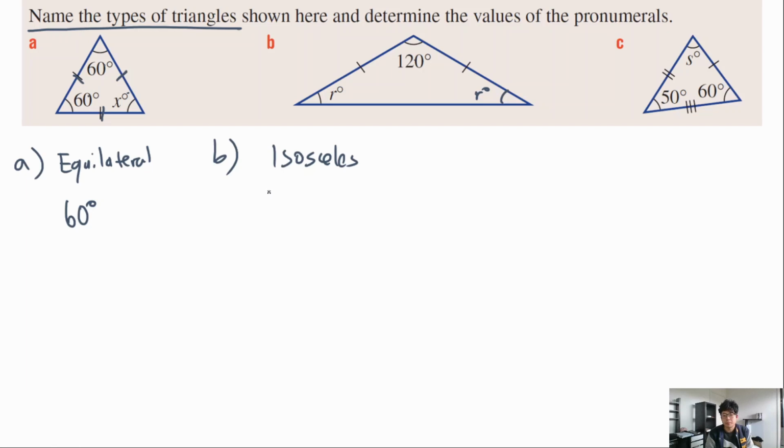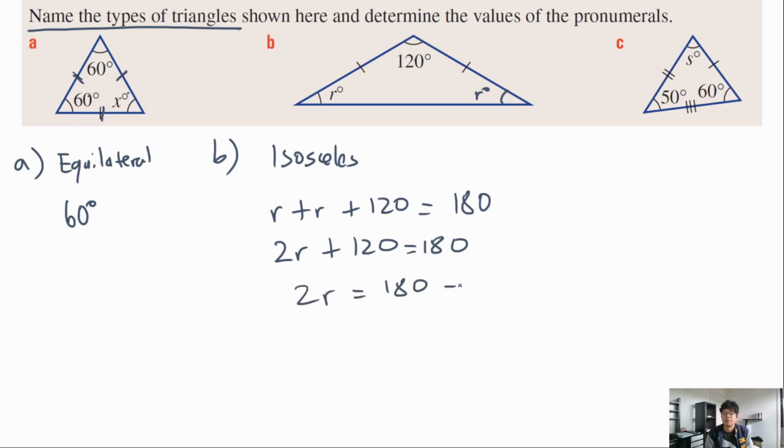So we can do r plus r plus 120 will give us a total of 180 degrees. Remember, the angle sum of a triangle is 180. And let's work that out. R plus r is just 2r, and we have 2r plus 120 equals 180. Let's get rid of the 120 on this side by subtracting 120 on both sides. That will give me 2r equals 180 minus 120. That gives me 2r equals 60. And then divide by 2 on both sides to get rid of the 2 here. That gives me r equals 30 degrees. So we now know that r equals 30 degrees there.